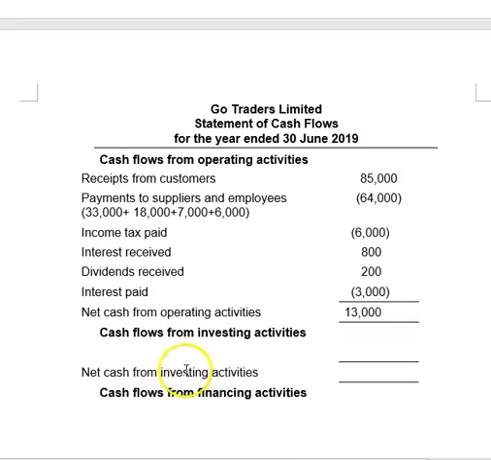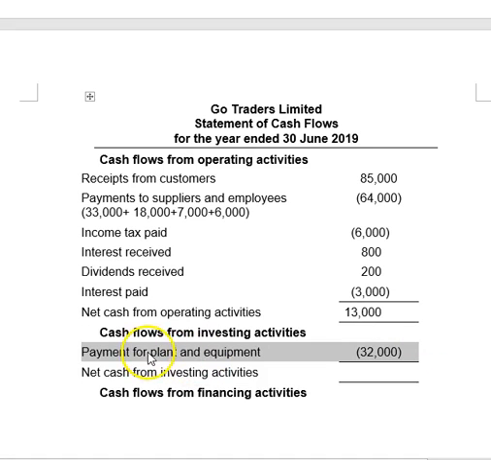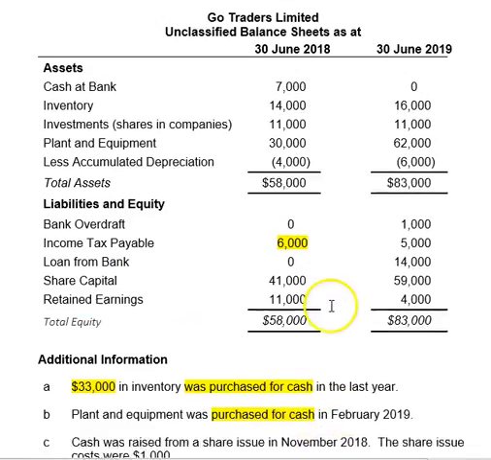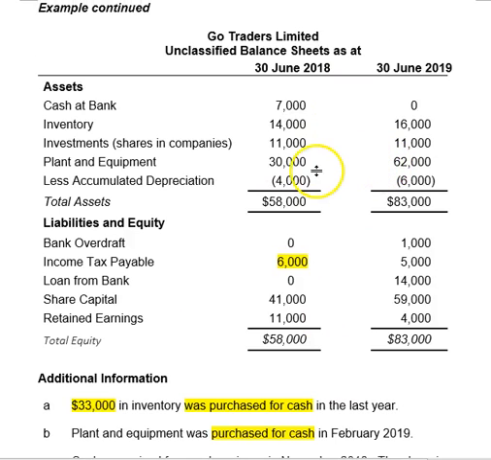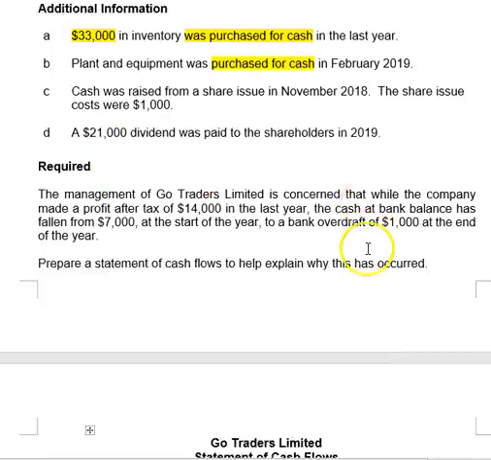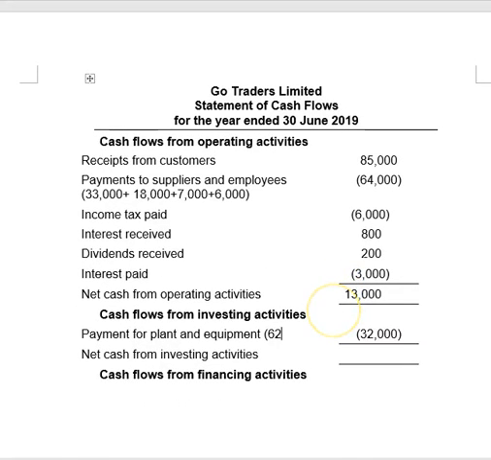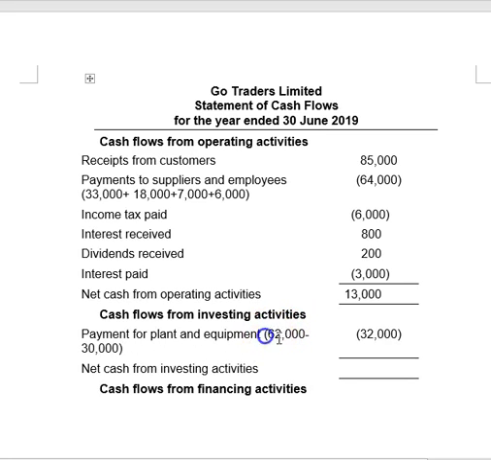So under cash flow from investing activities, you will have purchase of plant and equipment, or payments for plant and equipment. And this is a cash outflow, so it's a negative 32,000. So how do you get 32,000? It's actually the difference between your plant and equipment, because at the beginning of the year you have 30,000 worth of plant and equipment. At the end of the year, you have 62,000. That means you have increased, that means you have bought more plant and equipment. So 62,000 minus 30,000, then you will have 32,000.